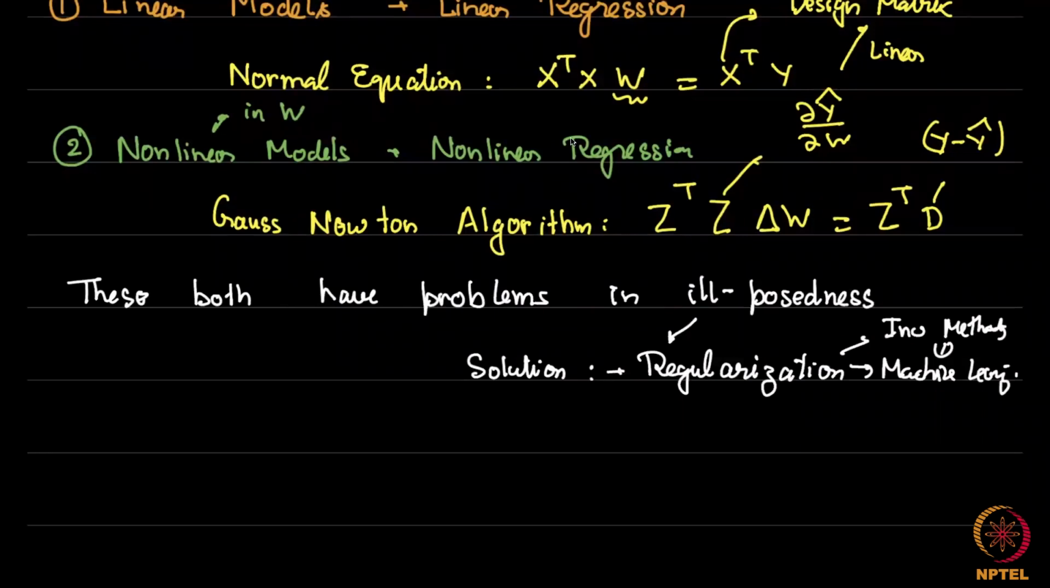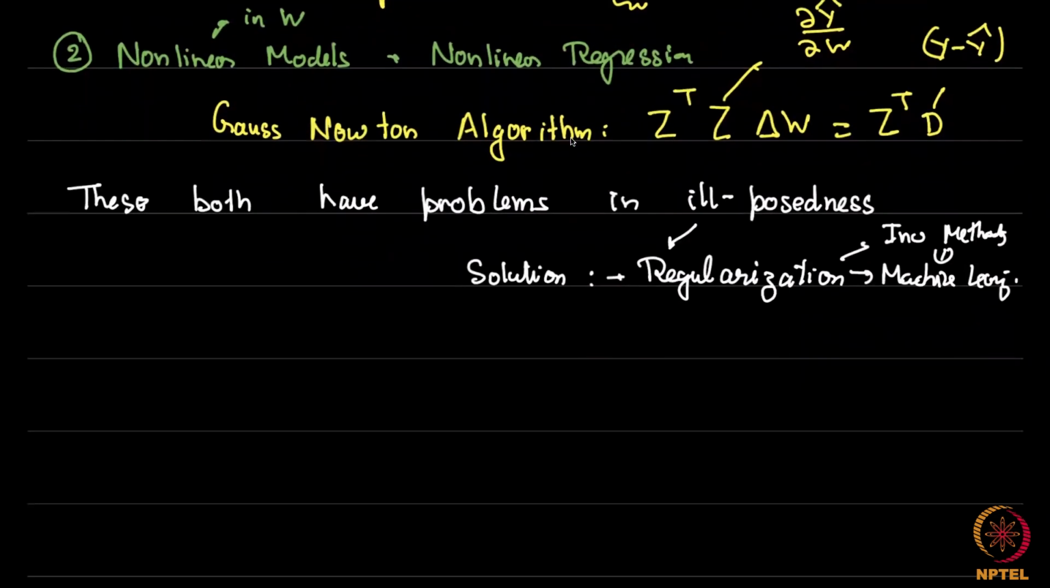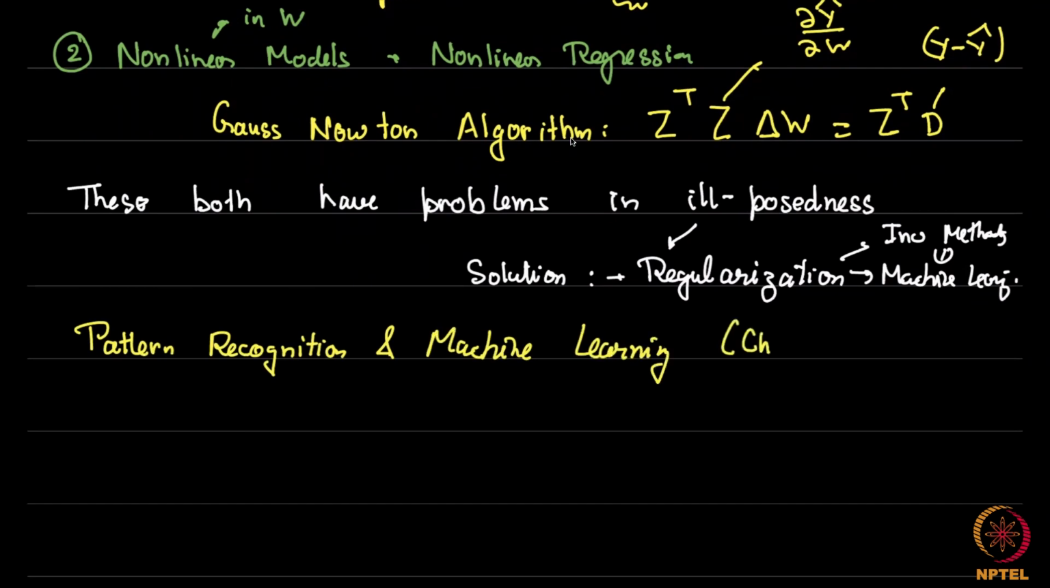So some of the slides that I'm going to show are from the book Pattern Recognition and Machine Learning by Christopher Bishop. It's an excellent book, but it's a very advanced textbook as far as machine learning is concerned. This book is available freely online. This is legally available freely online.